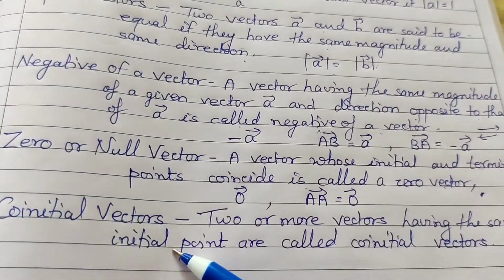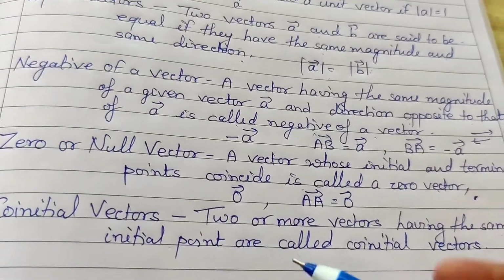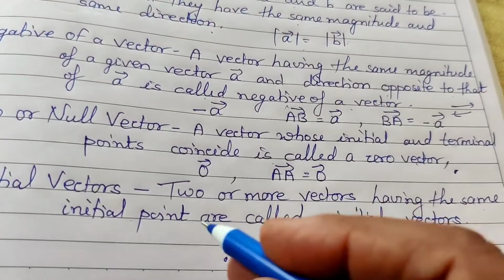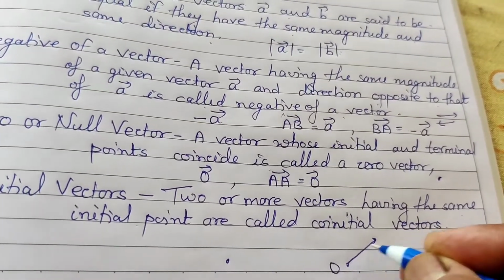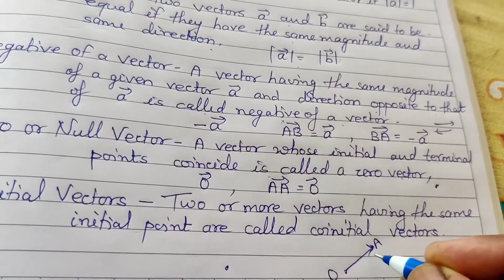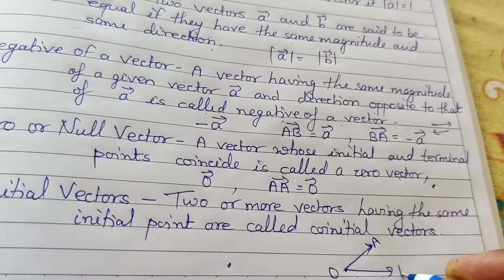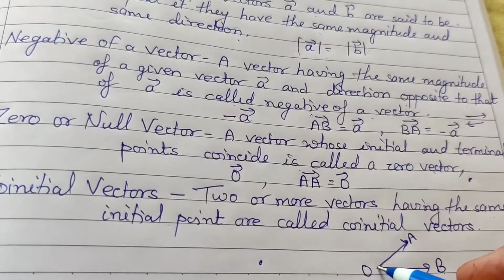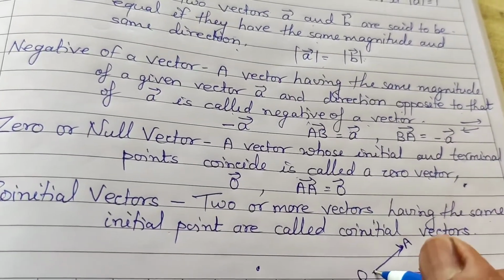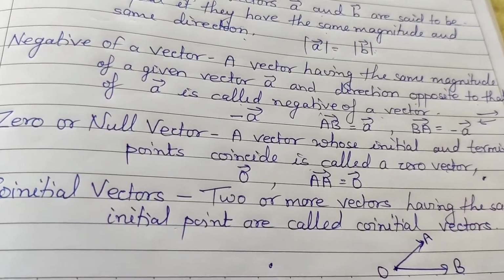Next, coinitial vectors. Coinitial means two or more vectors having the same initial point. Like this. This is the initial point O, OA and OB are called coinitial vectors because they have the same initial point O.